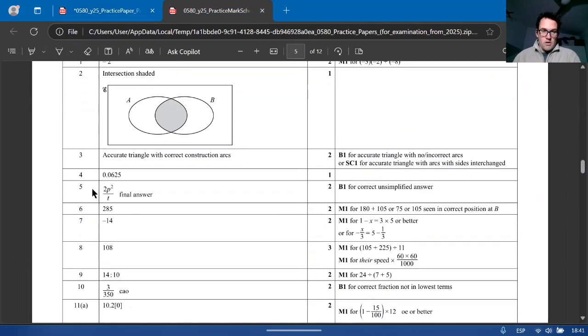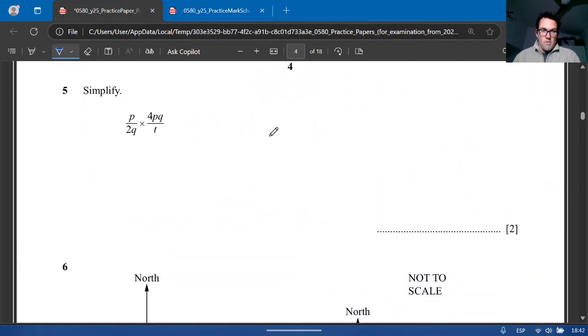As the marks key shows there. Simplify. Remember, when we are multiplying fractions, let's give you an example. We just multiply the top with the top, the bottom with the bottom. 2 times 6 is 12. 3 times 7 is 21.